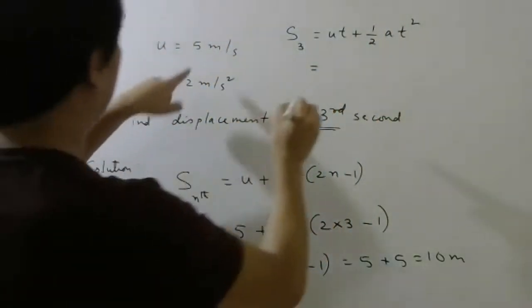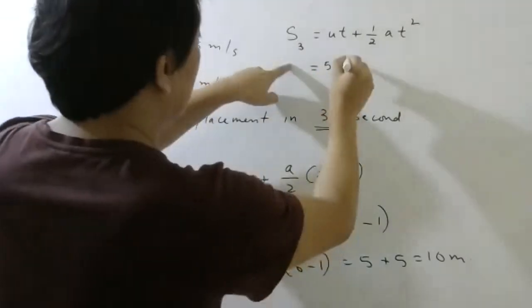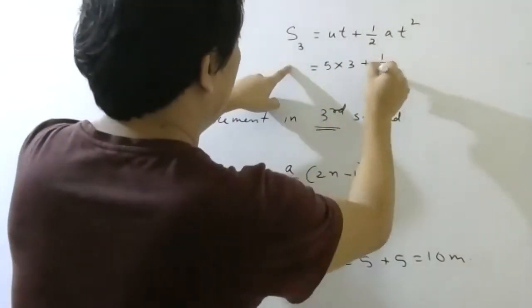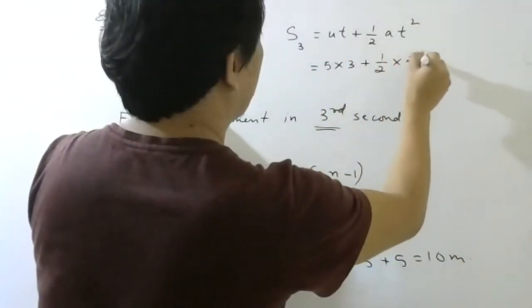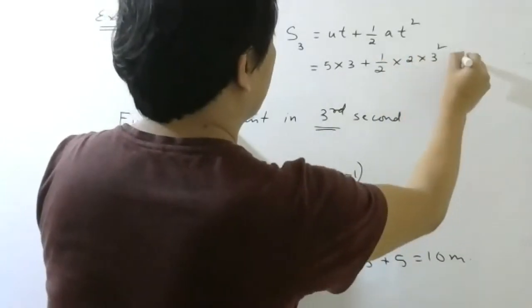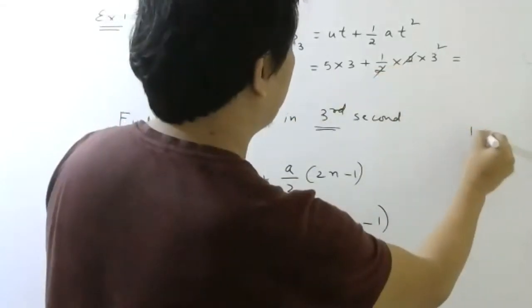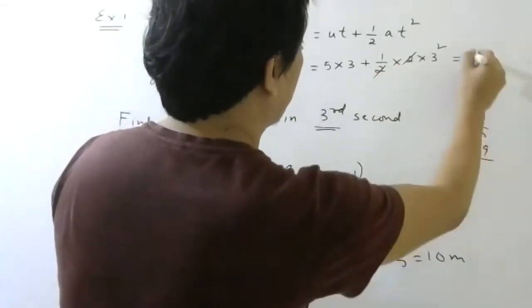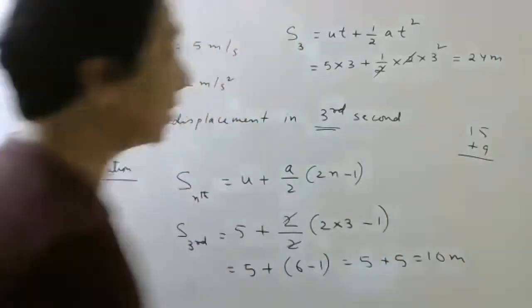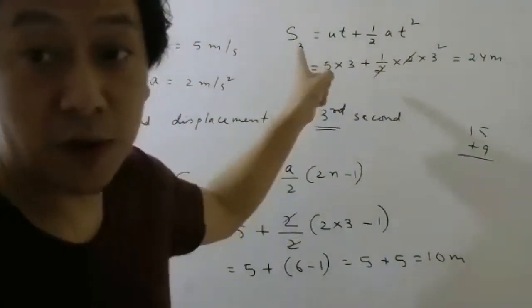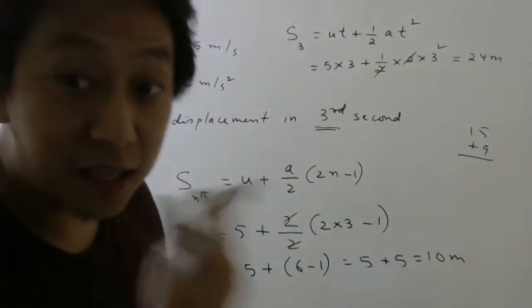So what is the initial velocity? 5. Time taken 3 seconds. Acceleration 2. Time taken 3 seconds. The 2 cancels. 15 plus 9, 24. Correct, students? Understood? This is the displacement in 3 seconds.